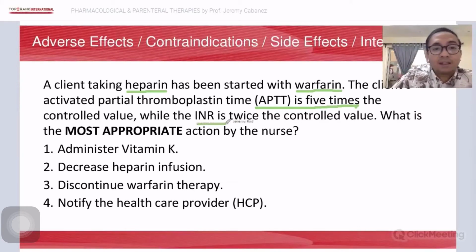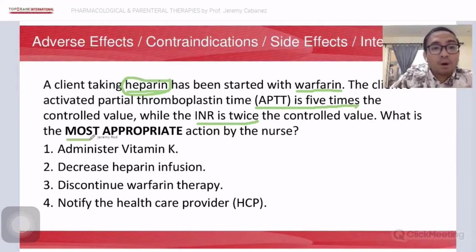Now, what else? The INR is twice the control value. May problema ba if it's twice the control value? Wala yung problema, right? So definitely, which one is the problem? Yung problem mo is the APTT, which is 5 times. Twice versus 5 times, paramihan na lang tayo. So alin dyan ang mas priority mo? Alin dyan ang mas bibigyan mo ng focus? Should you focus on the warfarin or on the heparin? Of course, you will focus on the heparin. Why? Because it's 5 times. It can lead into bleeding.